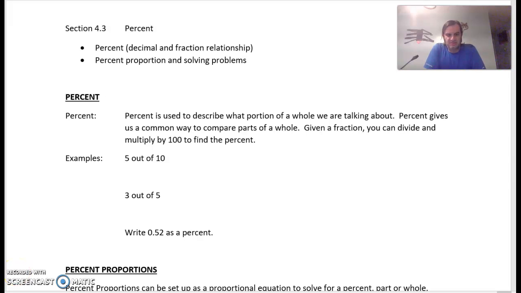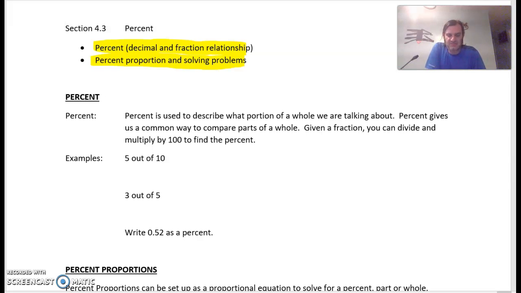Hey, it's Mr. Allred, and we're going to talk about percents. And we're going to look at percents as they are in decimal and fraction form. And we're also going to look at percent proportions and solve a couple word type problems there.